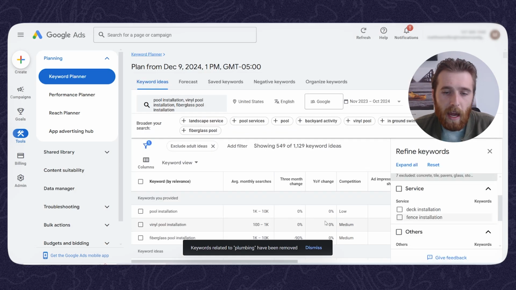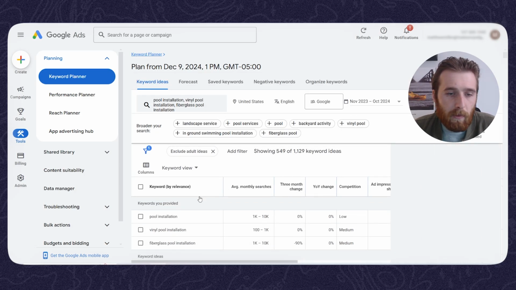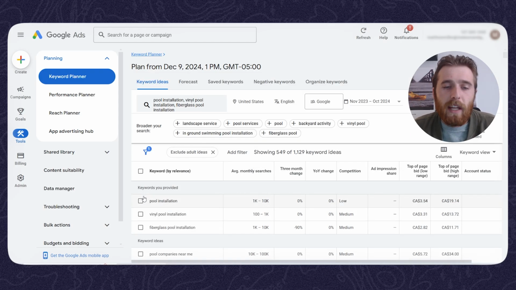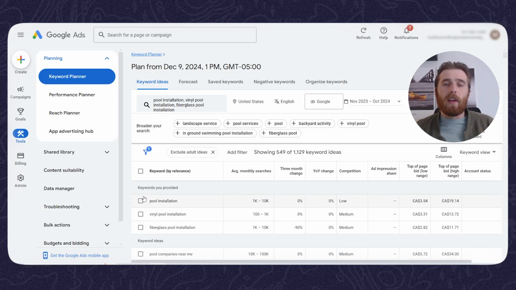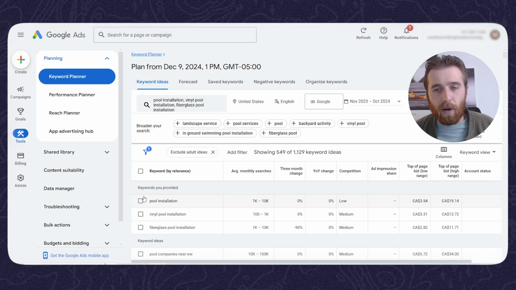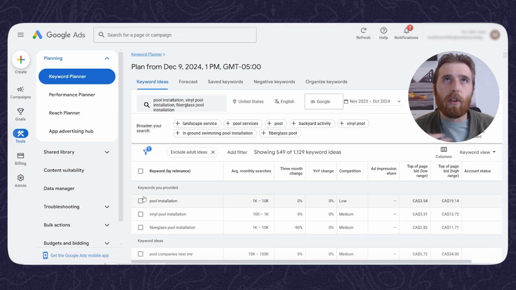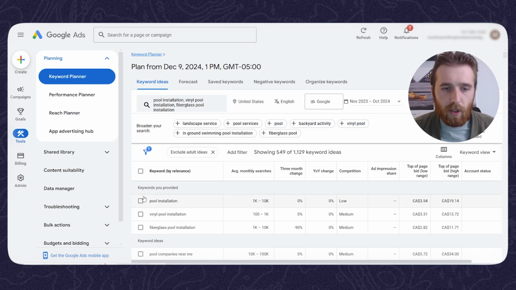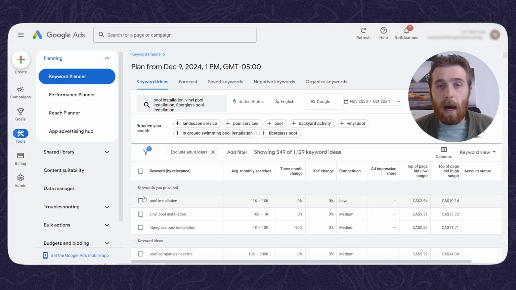Once we get through all that, we're going to remove that for a second so you guys can see it. We're going to come down here and we're going to check off the keywords that actually apply to us. And one of the things I like looking at, it's not always perfect, but it is a very good indication of whether or not a keyword is going to lead to a sale, is looking at buying intent. So for example, pool installation is a high buying intent keyword. People are looking for pool installation when they type in that normally.